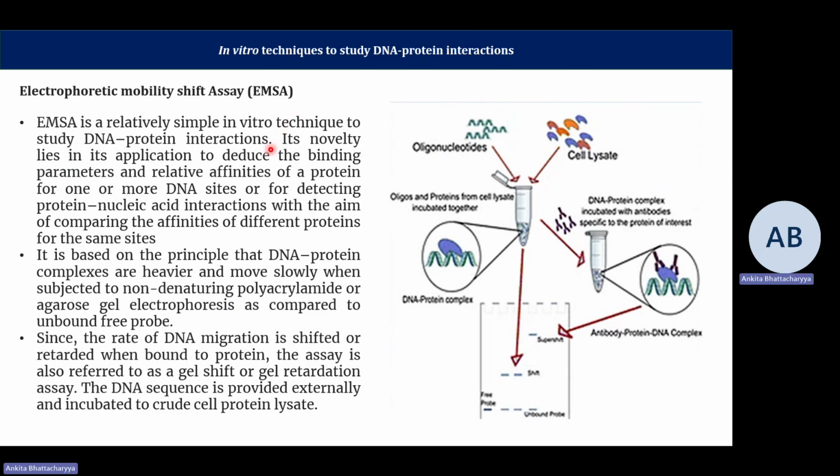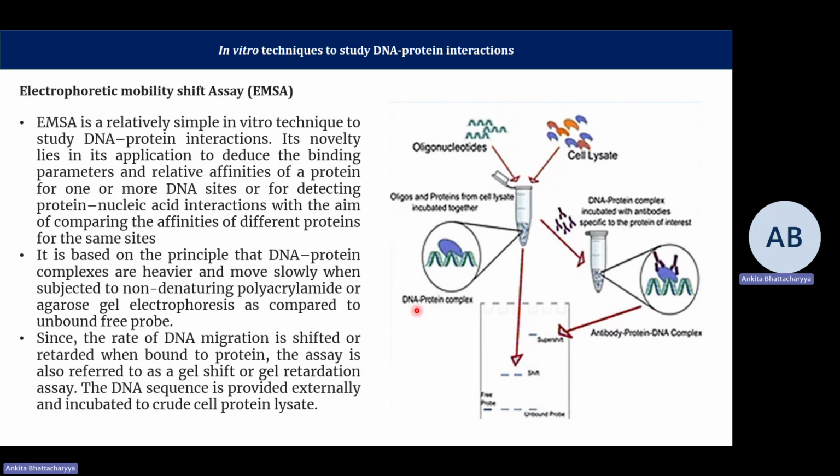So its novelty actually lies in its application to deduce the binding parameters and relative affinity of a protein for one or more DNA stretches, or to detect protein-nucleic acid interactions with the aim of comparing the affinity of different proteins for the same sites. So what does it assume? It assumes that DNA-protein complexes are heavier and move slowly when subjected to non-denaturing polyacrylamide gel electrophoresis, as compared to unbound free DNA.